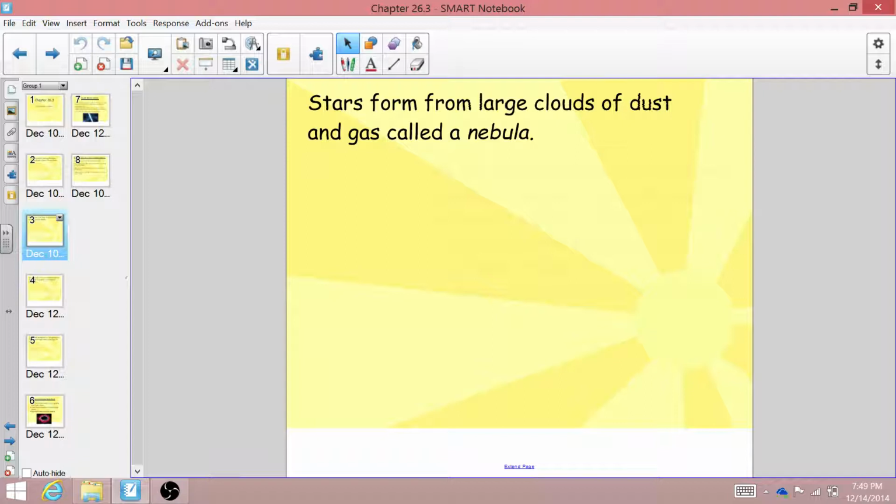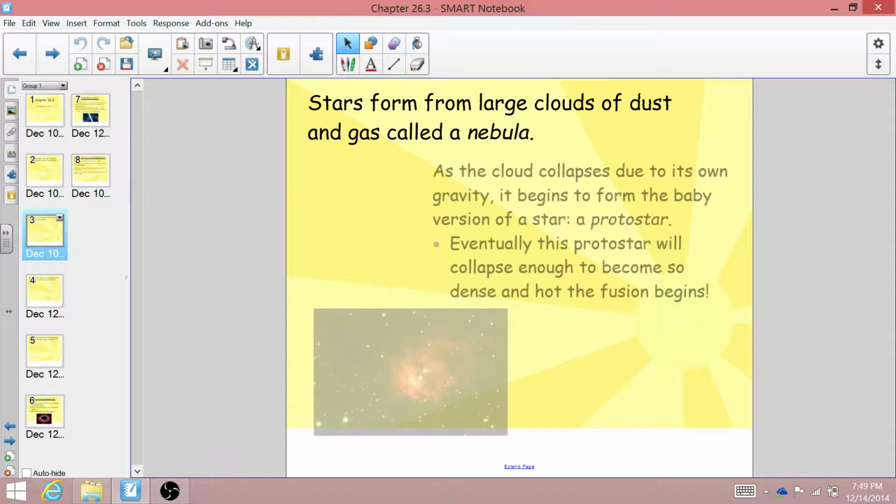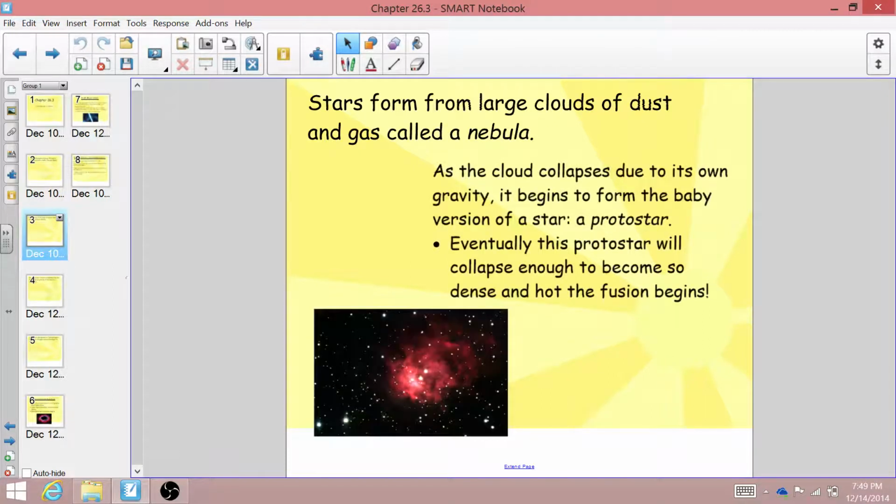But because that dust and that gas has mass, they're made of atoms, they have a gravitational attraction to each other. And eventually, that cloud, that nebula, will collapse in on itself due to its own gravity. All those little particles start drawing closer and closer to each other. And once the particles get tightly packed enough that fusion begins, in that it gets hot enough that the hydrogen atoms will collide to produce helium, this is the beginning stages of a baby star. And the baby star is called a protostar.